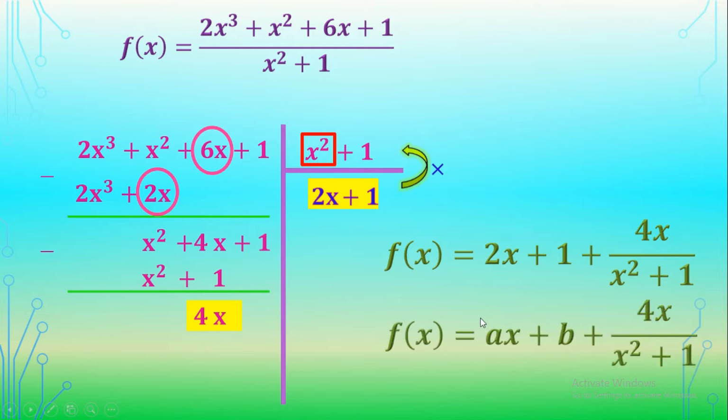Well, if we refer back to the question, they are asking us to find a and b, so that f of x is equal to ax plus b plus 4x over x squared plus 1. Note that here the remainder is the same, 4x over x squared plus 1. Now what about a and b? The coefficients of x, if we compare them, should be the same. So 2 is equal to a. Now what about b? Plus 1 is the same as plus b, so we can deduce that b is equal to 1.